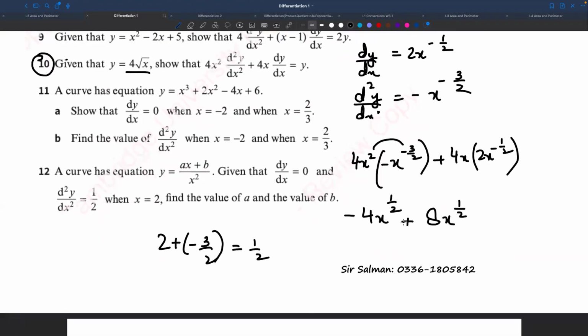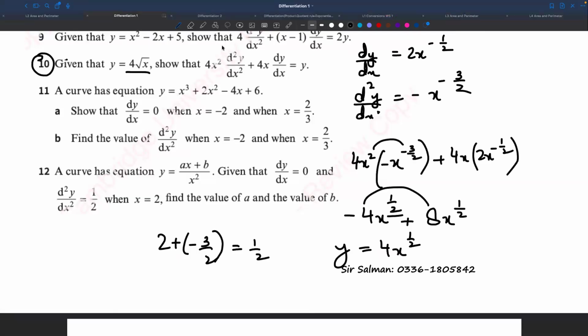What is y? Acha, what can I take common from over here? Arey, एक मिनट, so this will be minus 4 plus 8, which is what? 4. 4x power half. We got it, right? Minus 4 plus 8, because the powers are same, I can simply add the numbers. And that's it. That's all you had to prove.